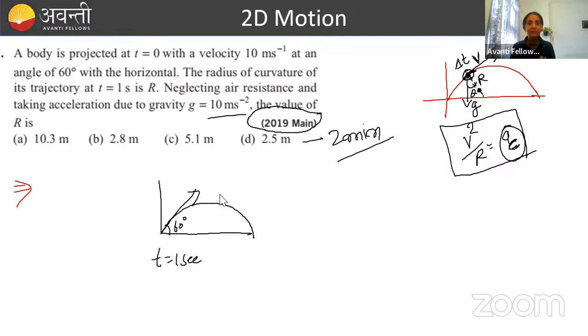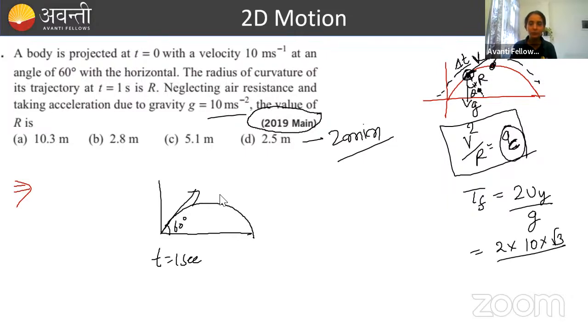Neglecting air resistance, taking acceleration due to gravity g, the value of R is. So let us first see the 1 second. At 1 second, where will my projectile be? Will it be in this region or will it be in this region? So that we can easily check by calculating the time of flight. I want to calculate the time of flight so that we can draw the correct diagram. Okay. So time of flight is simple, if you remember the formula it won't take time to write. 2 into uy is how much here? U, that is 10, sine 60, that is root 3 by 2, into 10. Done. So this is root 3, that is 1.73 seconds.